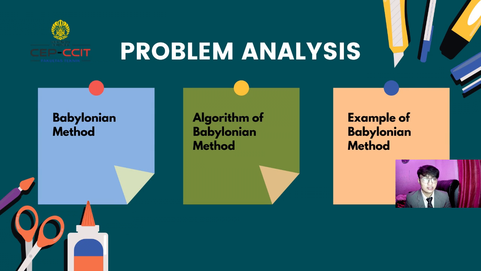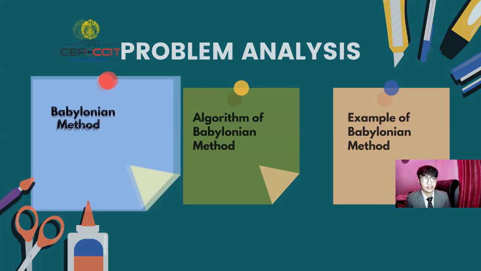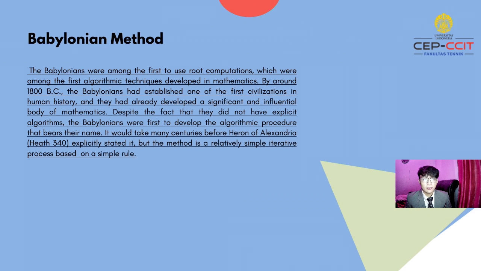Next is problem analysis. There are three parts to the problem analysis. The first is the Babylonian method. The second is the algorithm of the Babylonian method. And the third is an example of the Babylonian method. First, why Babylonian? There was an Old Babylonian mathematics by the people of Mesopotamia, who developed and practiced mathematics. Most clay tablets that describe Babylonian mathematics belong to the Old Babylonian period, which is why the mathematics of Mesopotamia is commonly known as Babylonian mathematics.